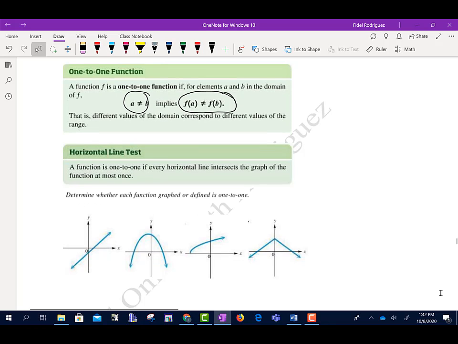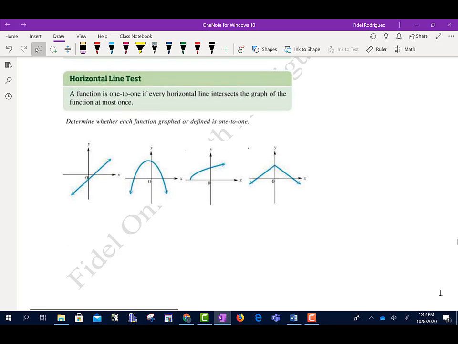There's something called the horizontal line test, and it says a function is one-to-one if every horizontal line intersects the graph of the function at most one time. So what they mean by that is, every time I draw a horizontal line, remember horizontal lines go left and right, I'm only going to hit the graph one time. As long as I hit the graph one time, then this function is what we call one-to-one, right?